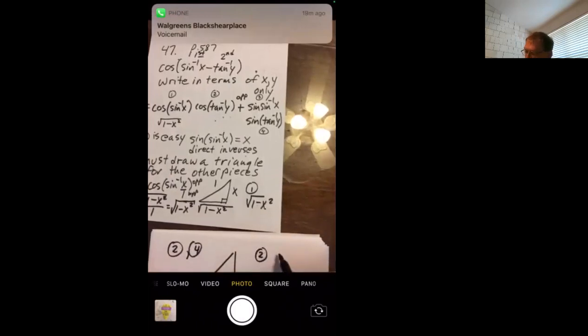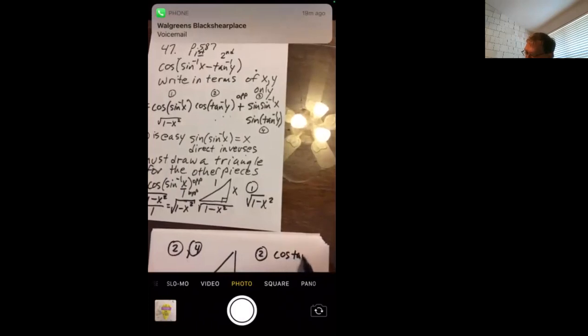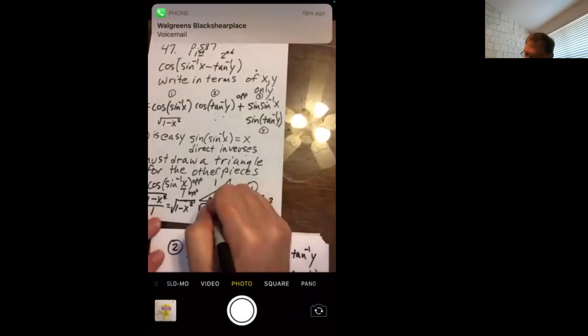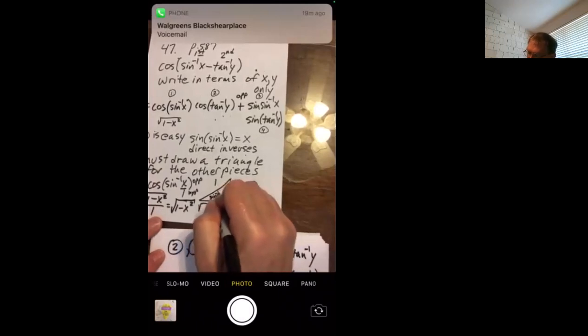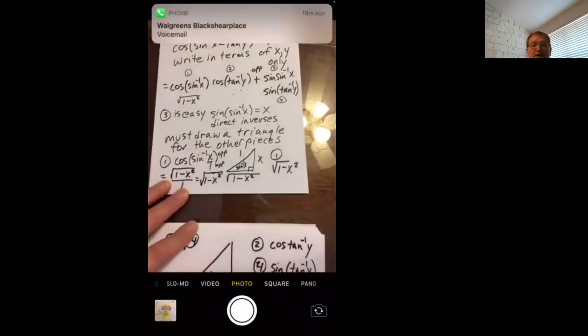Piece 2 is the cosine of arctangent y. Piece 4 is the sine of arctangent y. I can get both of them off the same triangle. You're calling that angle arctangent y. You should point out I'm calling this arcsine x. Okay.